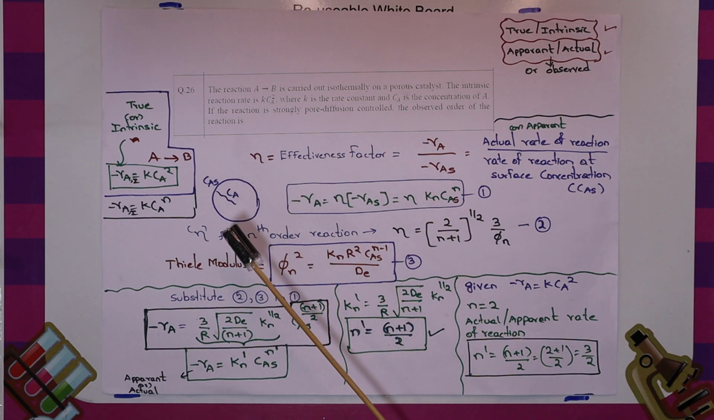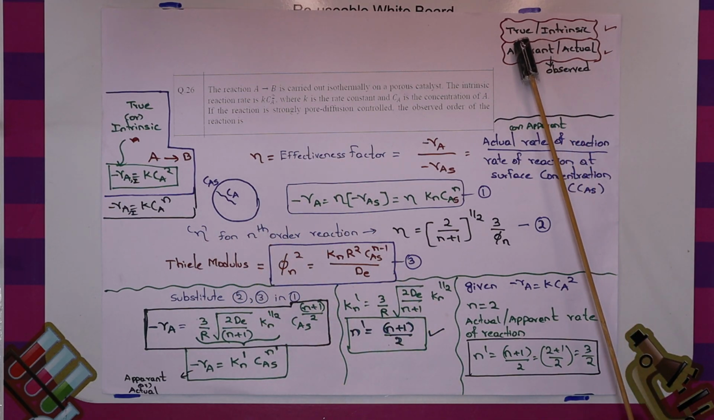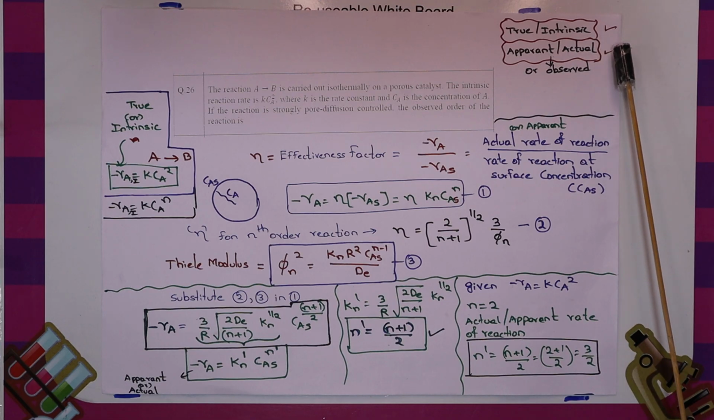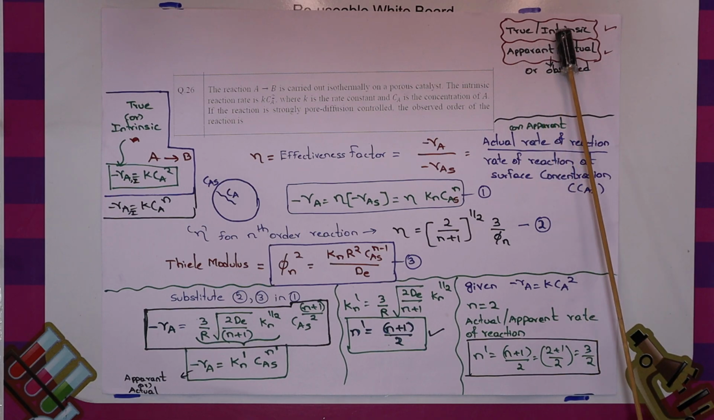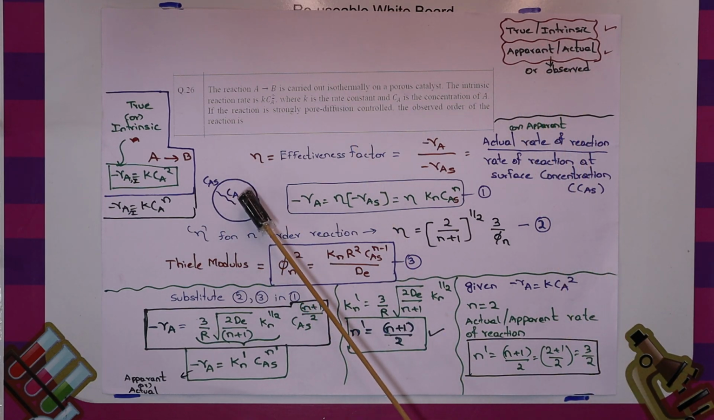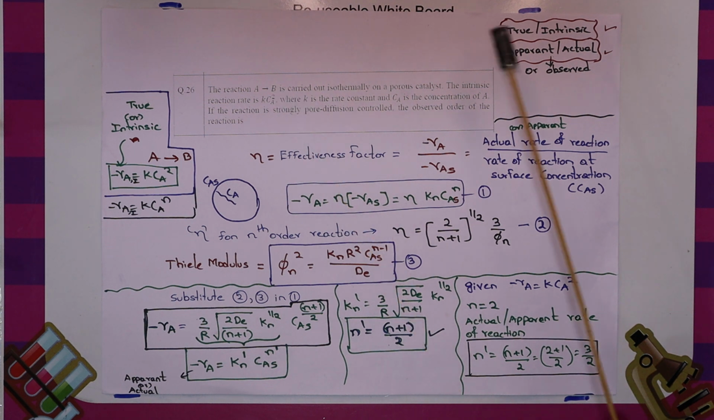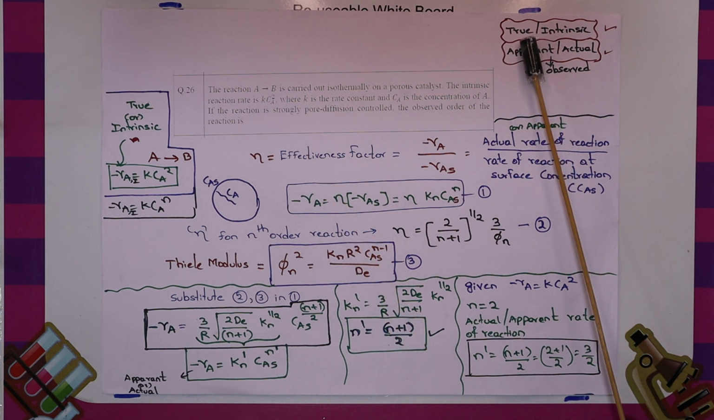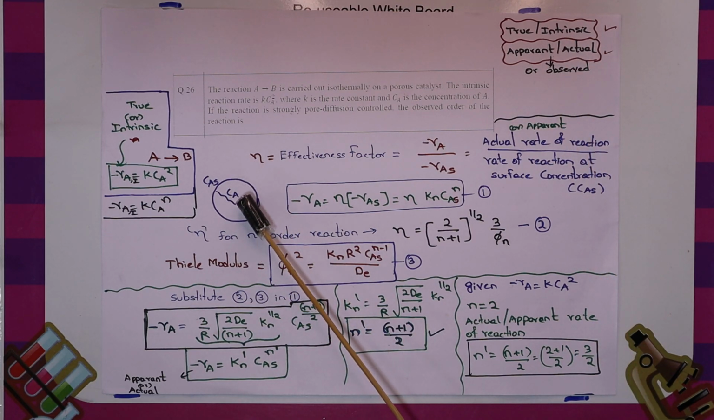Before we attempt this problem, you should know a few terms. What is the true rate or intrinsic rate, and the second one, called the apparent or actual or observed rate? The true rate of reaction is when there is no pore diffusion; the reaction happens at its own speed. The speed at which the reaction happens as per the stoichiometry is called the true or intrinsic rate. And the reaction inside the porous catalyst happens because of the diffusion of A.